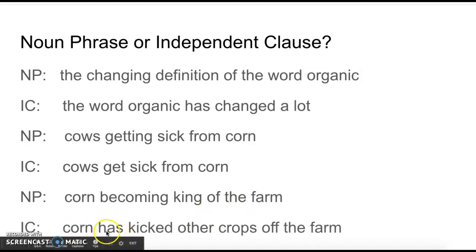We have our subject, we have our verb, and in all these cases, the independent clause could be a sentence by itself. We could put a capital letter, we could put a period, and we would have a sentence. That's not true with a noun phrase. If I put a capital and a period, this would be a fragment, because there's no verb.